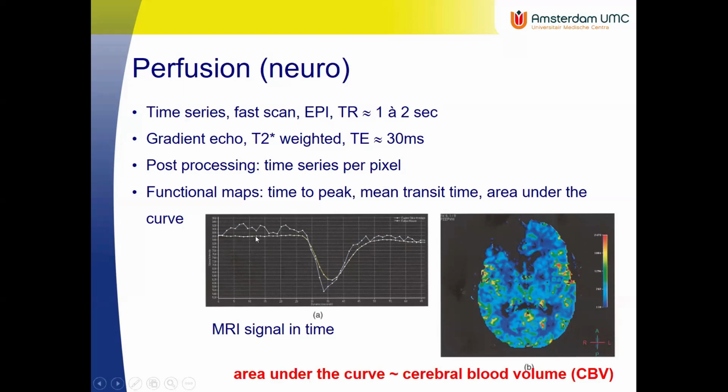Because it's a surface under this curve that you estimate, it's rather robust. It's not very sensitive to noise, and it works pretty well also in clinical practice. And you can do that for every voxel, and then you can make this map here, where the color of every voxel shows the area above that curve, or otherwise formulated, this is a map of the cerebral blood volume in each pixel.